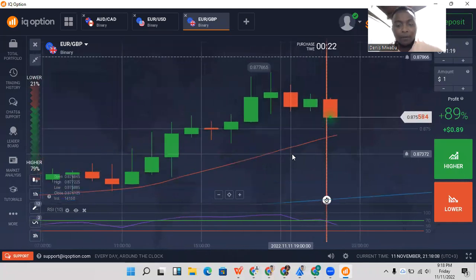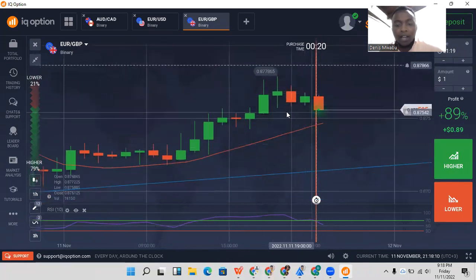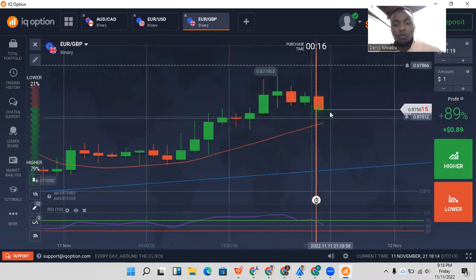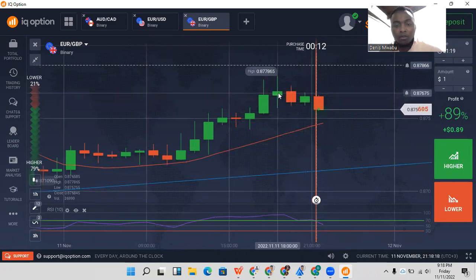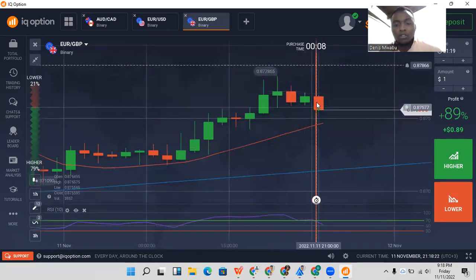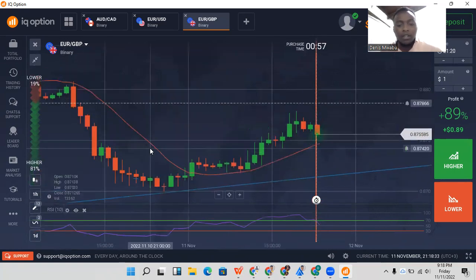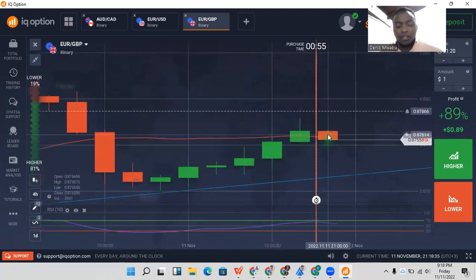On a 1 hour, you'll find that we're still having, this is how you calculate it. So from here, just calculate 4 hours, 1, 2, 3, 4. Okay, this is 1 hour, 1 hour, 1 hour, 1 hour. So maybe the two candlesticks here on the 1 hour, this is what forms this candle, okay, the last candle.